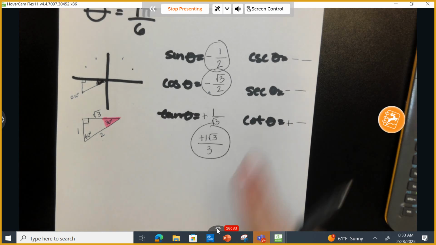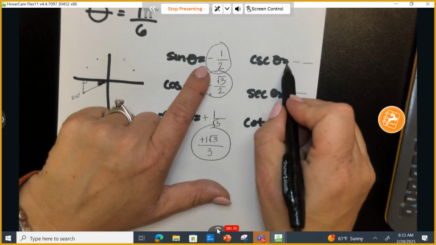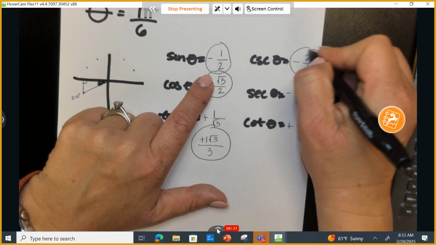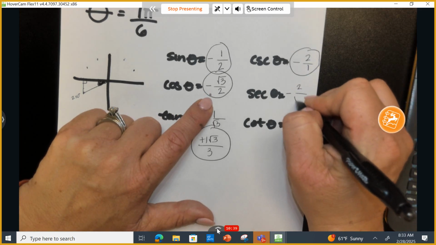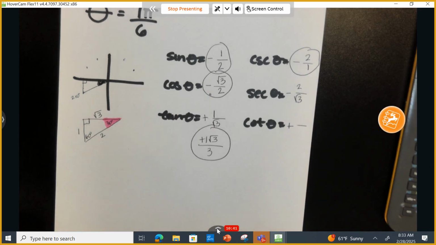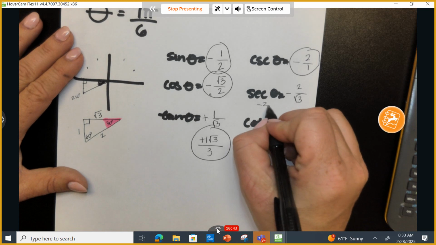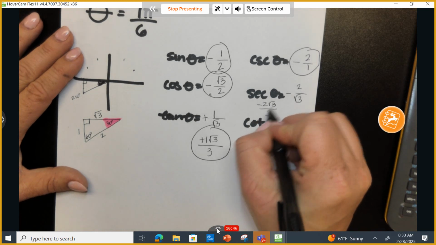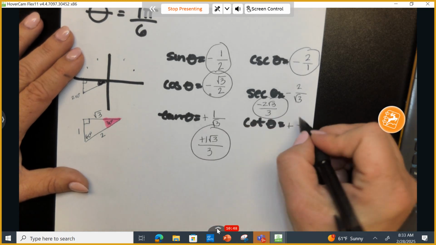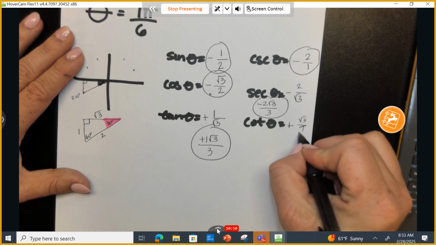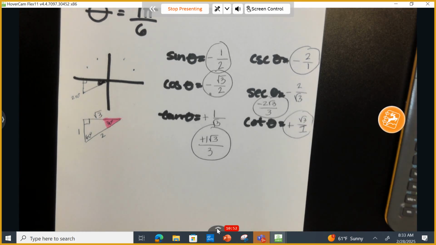Now, the cool thing is when I do these, I'm just going to take the reciprocal, but keep the sign the same. 2 over 1, good to go. 2 over the square root of 3, mathematically right, but it's not proper. So negative 2 square roots of 3 over 3. And I'm going to take this original one and flip it, and there we go.